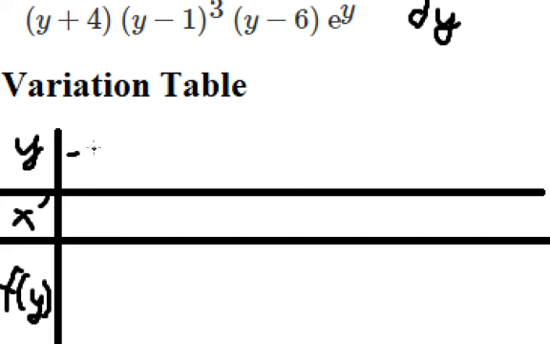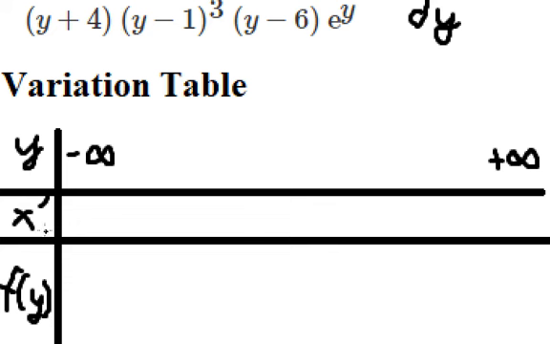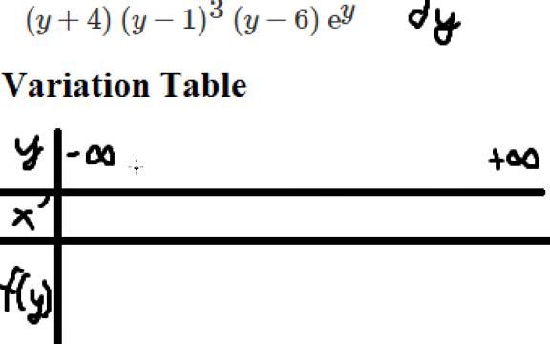So we start from negative infinity to positive infinity. We see that we have negative 4, 1, and 6. They cannot be equal to 0 in here, so we can put this for the condition. So we put two lines. That means the value cannot equal here.